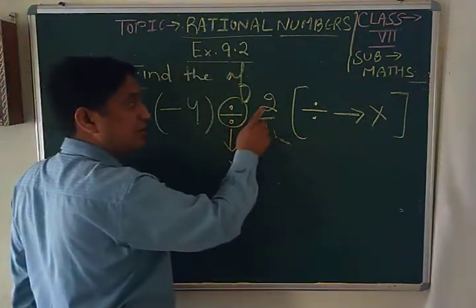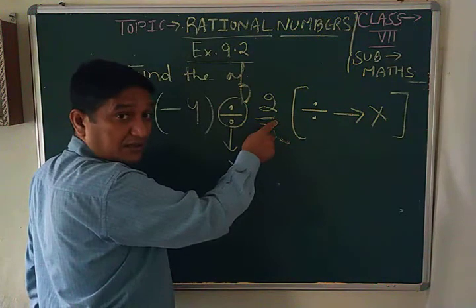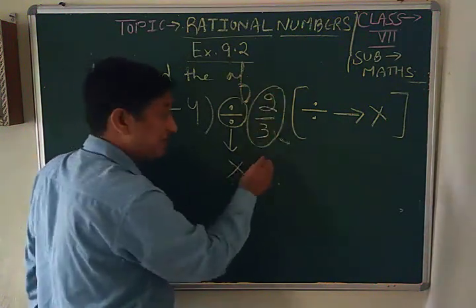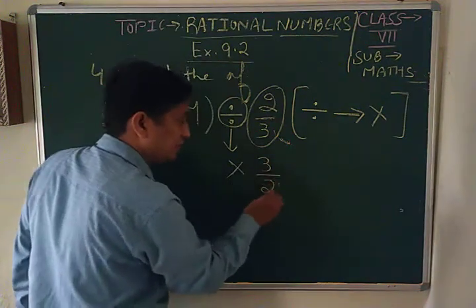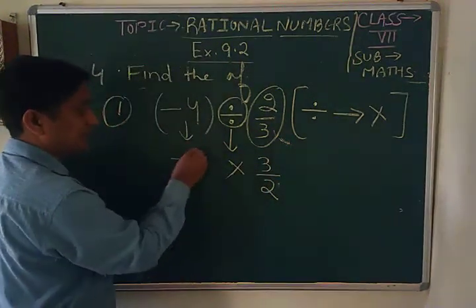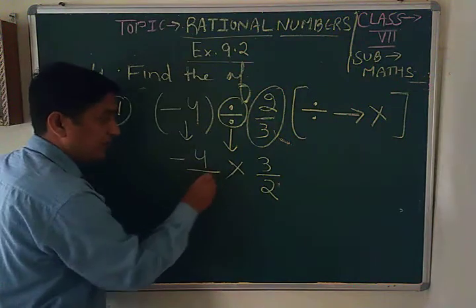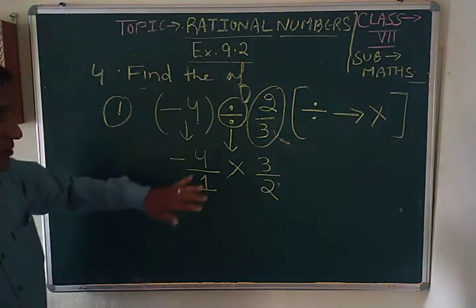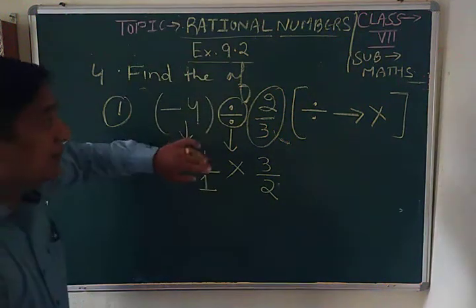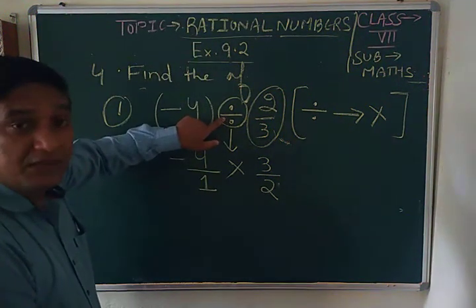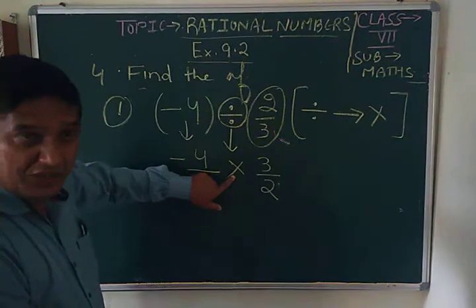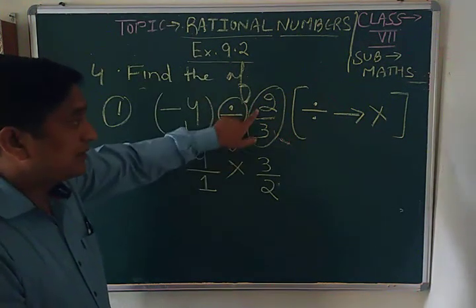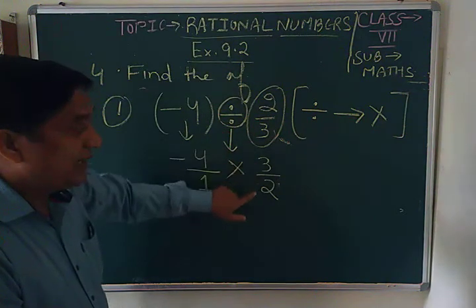And you have to write down the divisor. This divisor, you can change this into the reciprocal, 3 upon 2. And this is as it is, minus 4 upon 1. There is nothing to be different. Only you have to change this division sign into multiplication, and then write down the reciprocal of the divisor. 2 by 3 becomes 3 by 2.